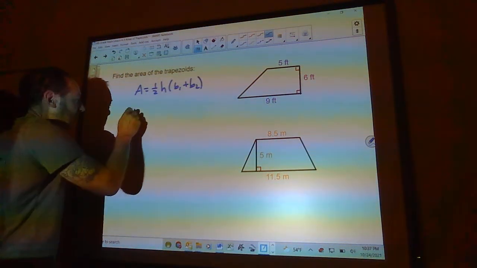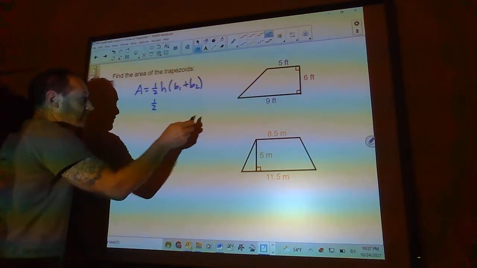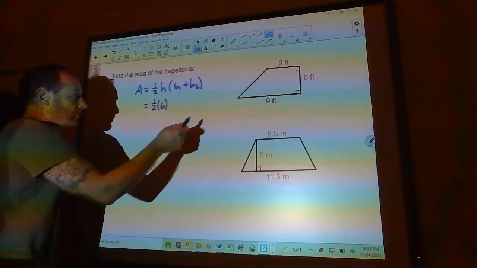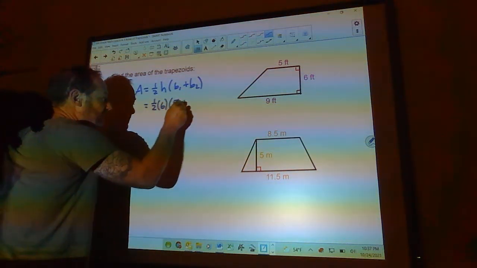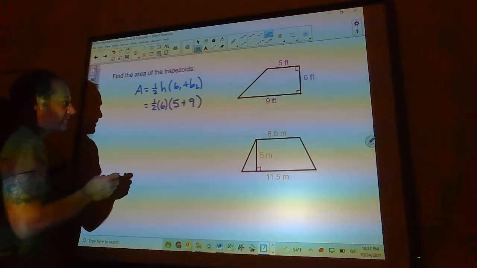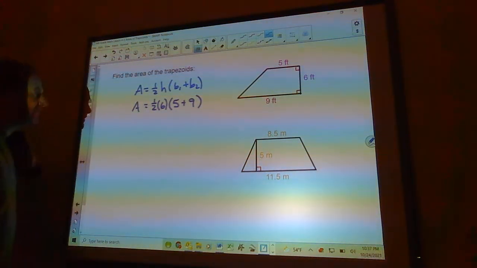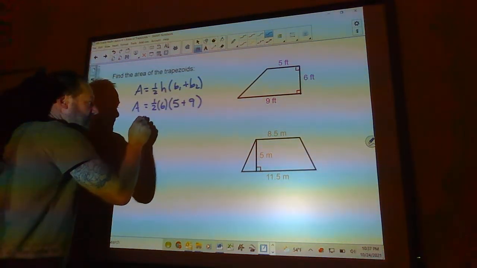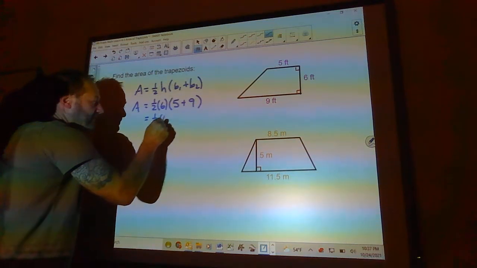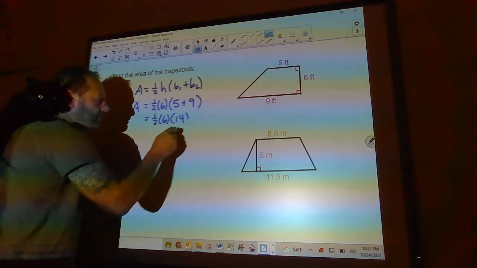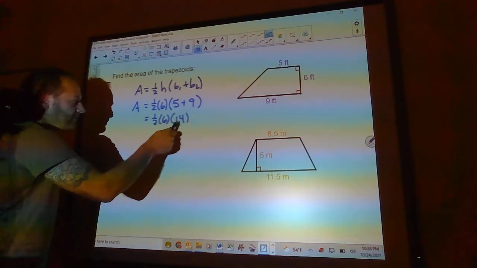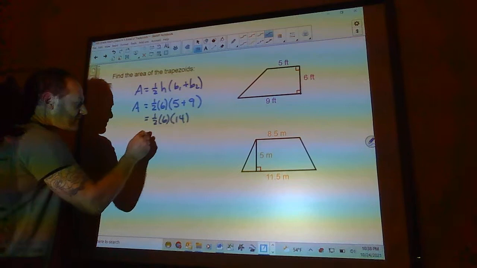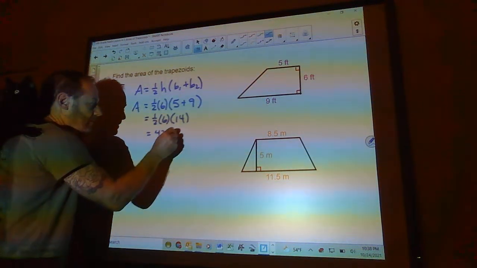Then ask yourself, okay, what do I know? Well, I know the height, so I can put that in. The height is 6. I know both the bases, so one of them is 5 and the other one is 9. It really doesn't matter which one is which. Okay, so there's my formula. And then this ends up being half of 6 times 14. And I can do this in whatever order I want, remember. I'm going to take half of 14 is 7, and 7 times 6 is 42. So this comes out to be 42 square feet.